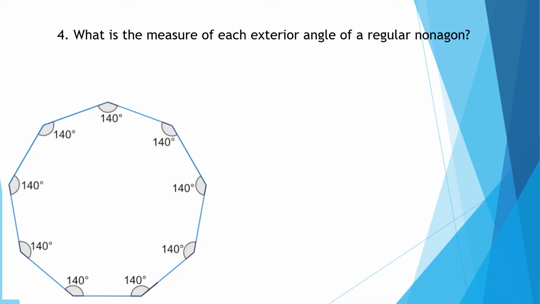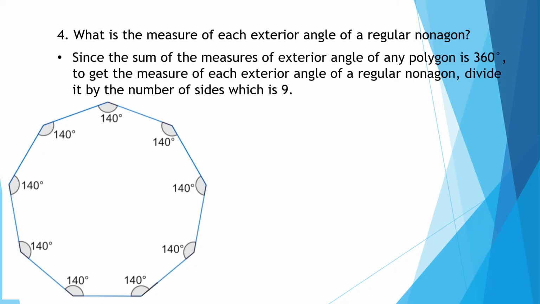What is the measure of each exterior angle of a regular nonagon? Since the sum of the measures of exterior angles of any polygon is 360 degrees, to get the measure of each exterior angle of a regular nonagon, divide it by the number of sides, which is 9. 360 degrees divided by 9 is equal to 40 degrees.